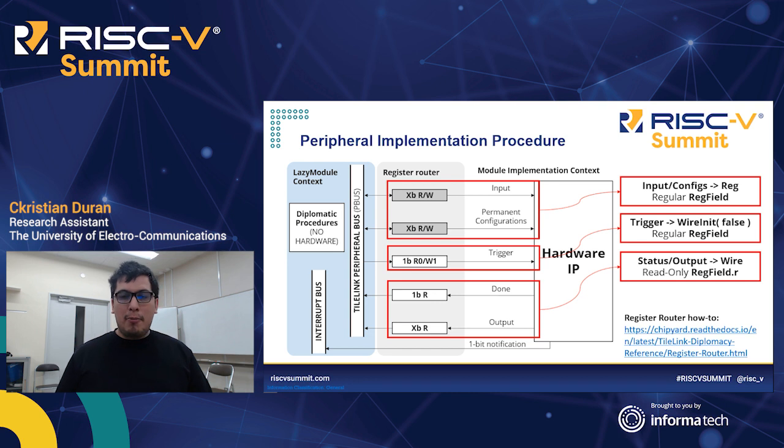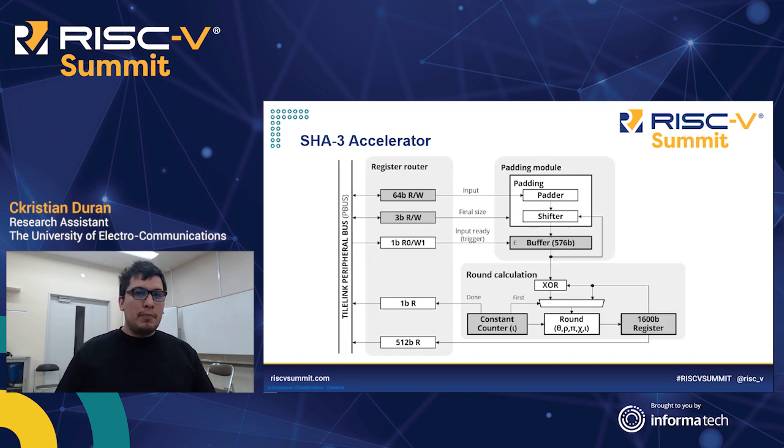Any kind of status or outputs, we actually put into read-only register fields. The status completion can be tracked by the software several times with the help of an interruption as well. So either way, you can monitor the flags through the bus, or you can just use an interrupt for mapping into a function. So this is the architecture of the SHA-3 accelerator. This is composed basically of five registers: the input data that is here, the final size, the trigger for the calculation, the ready flag that is here, and the output data.